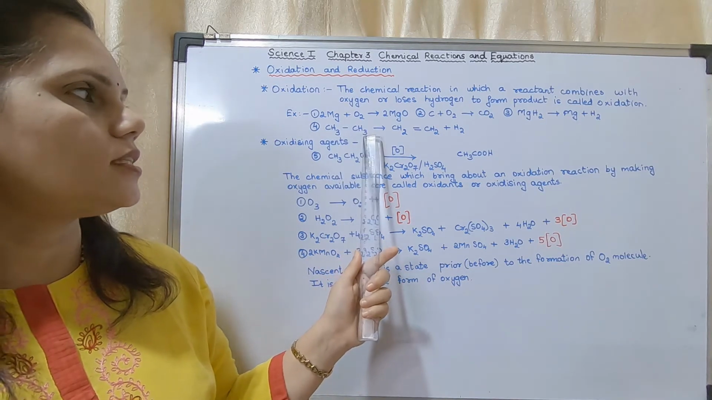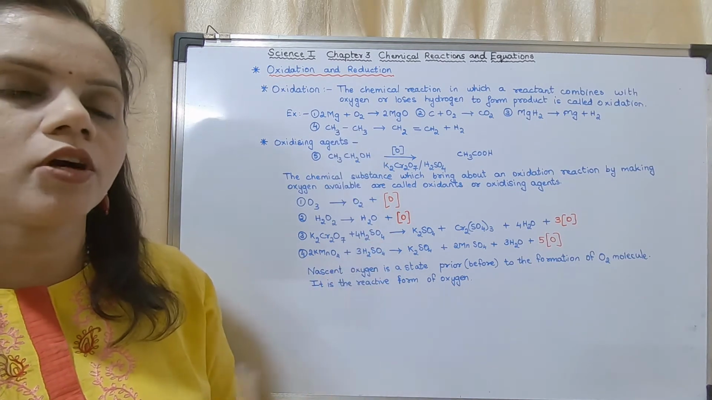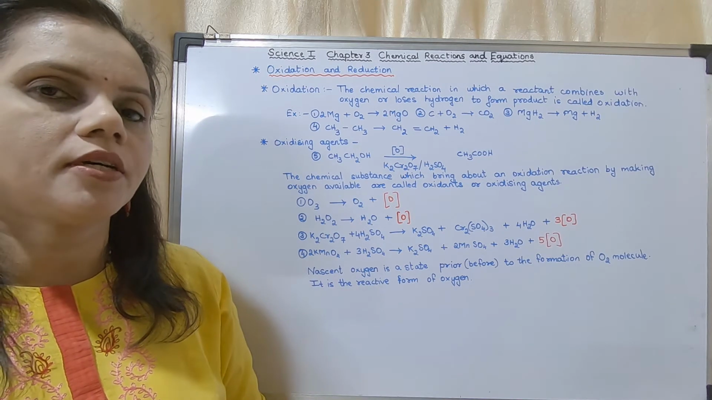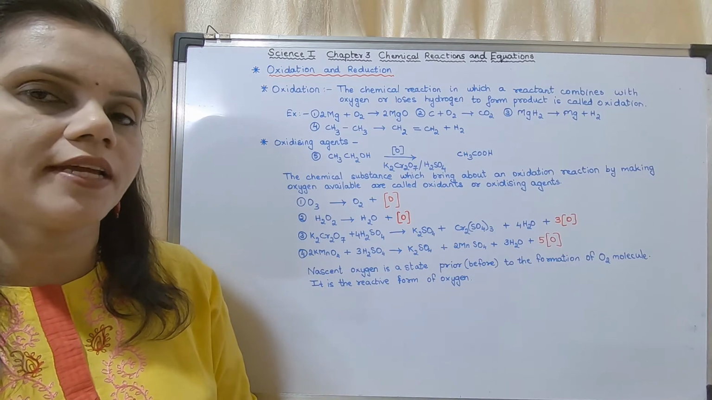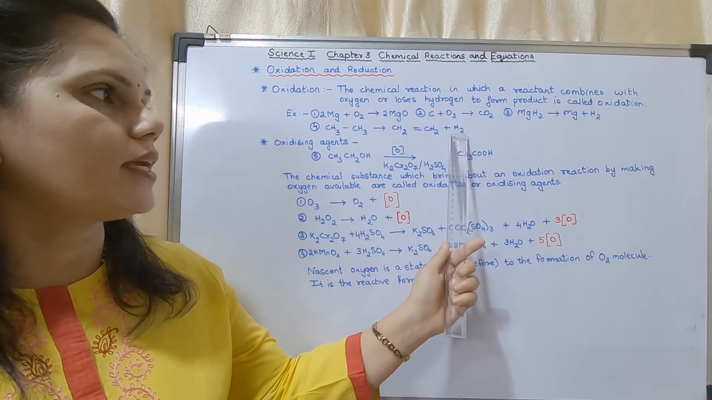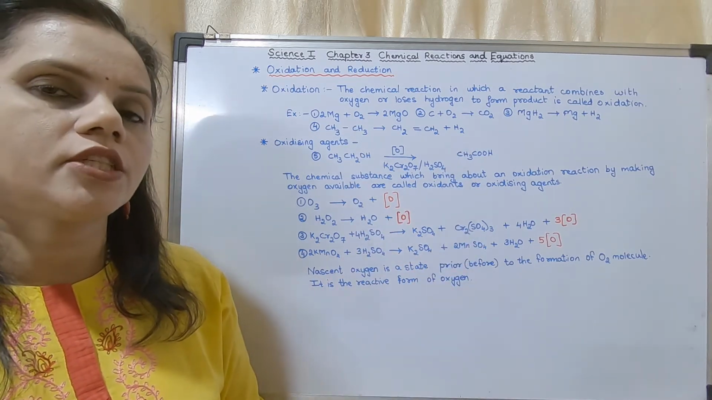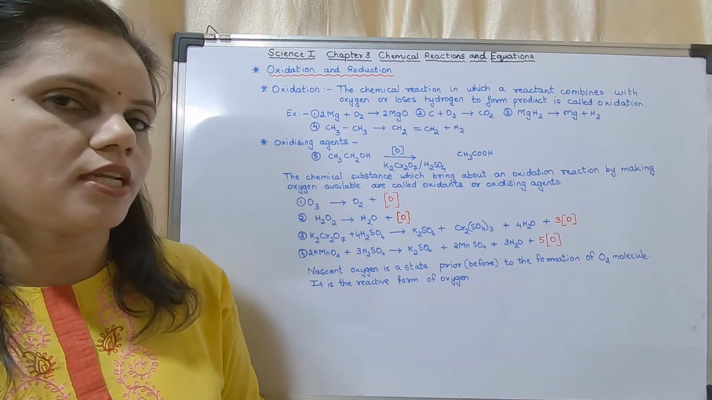CH3 single bond CH3. This is said to be a single bond. This you will be studying in chapter 9 actually. But here you may just understand what type of reaction it is. It is removing hydrogen. So which type of reaction is it? It is an oxidation reaction.